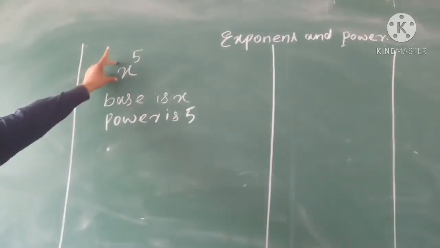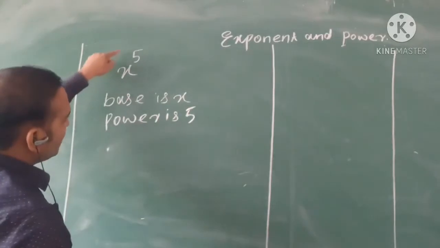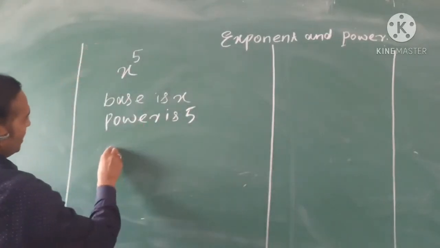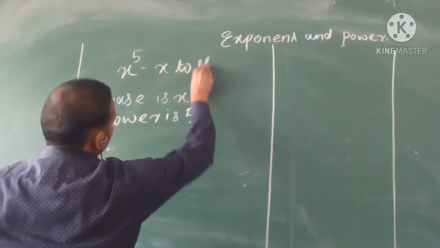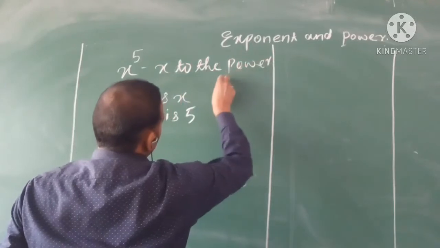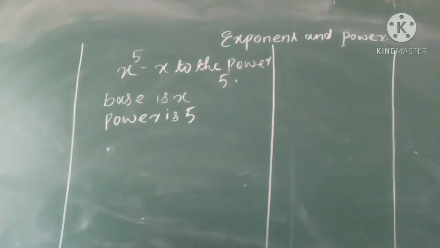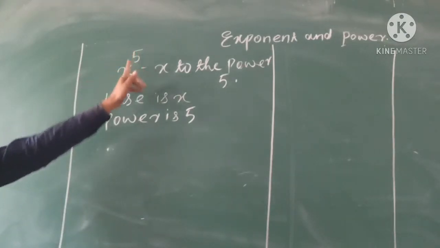And how to read this? x to the power 5. Or simply you can say exponent 5 of x.